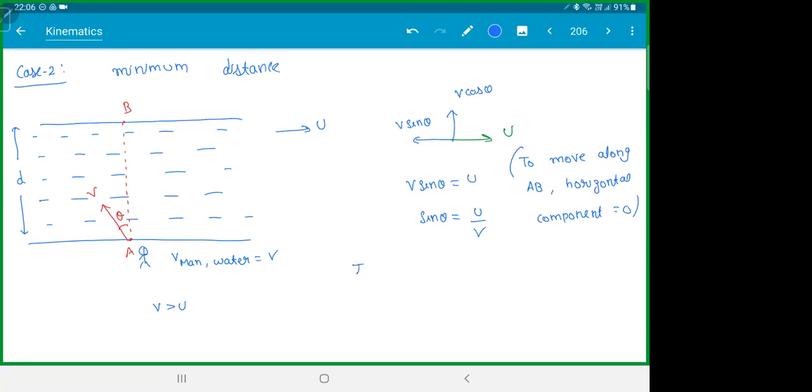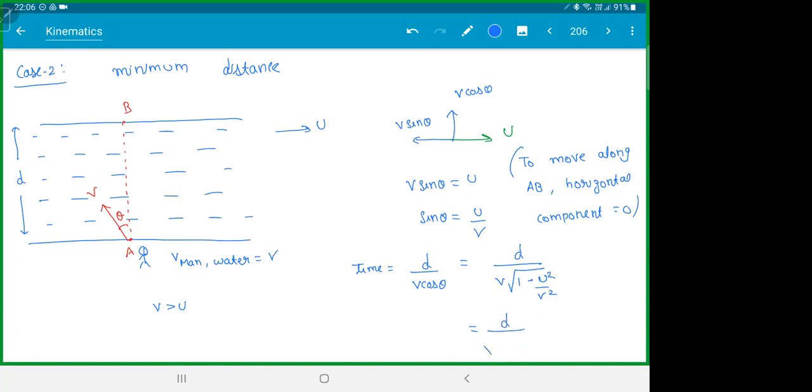And what about the time taken to cross the river? The velocity responsible to cross the river is V cos theta. So that will be d by V cos theta, which will be 1 minus sine square theta. That will be U square by V square. That will be d by root over V square minus U square.